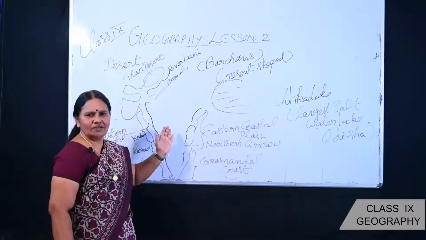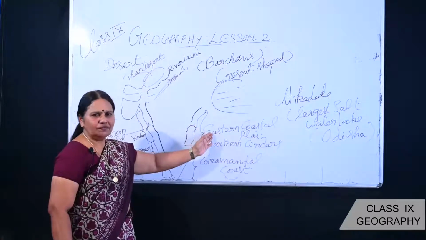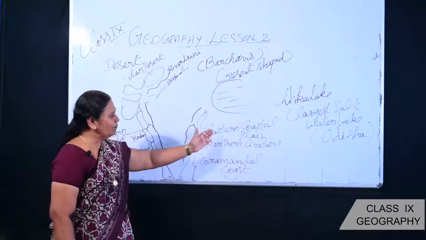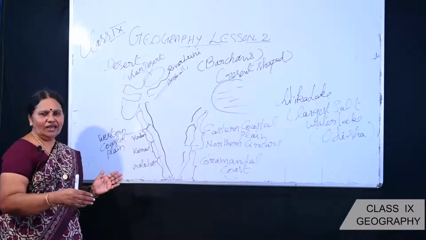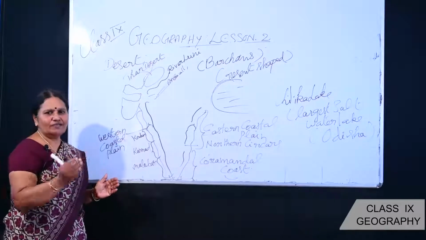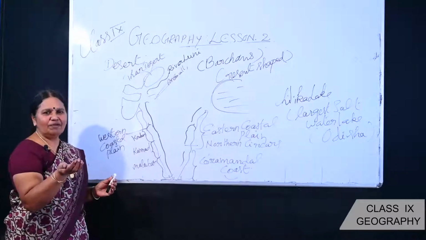What is the difference? Deltas are the deposition of soil by rivers at the mouth of their area, before they jump into the sea. But estuary means that instead of depositing the soil, the river scoops the soil and jumps into the sea. Thereby they make funnel-shaped valleys.